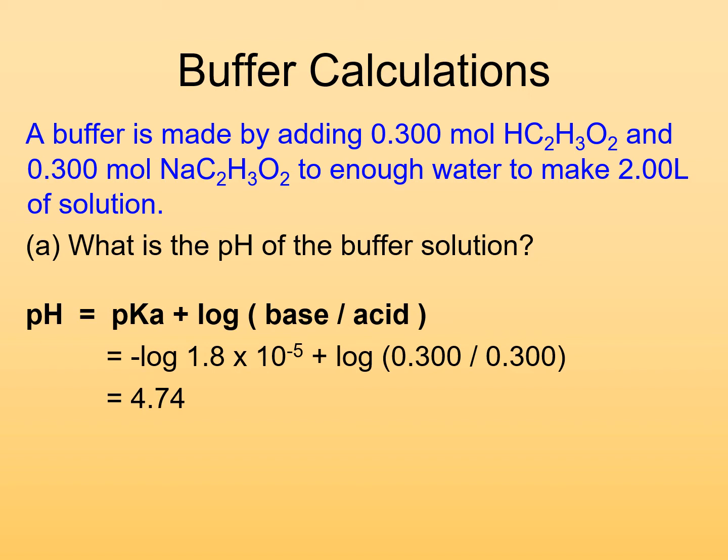One thing to note is whenever we have the same concentration of our acid and our base, that 0.3 over 0.3, it's going to give us log of 1, which is equal to 0. So whenever those two are the same, our pH is equal to our pKa value. So our pKa value, if you do the negative log of 1.8 times 10 to the negative fifth, is equal to 4.74.